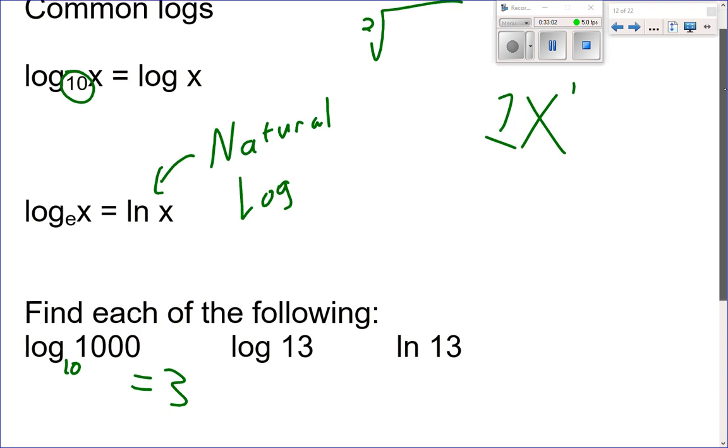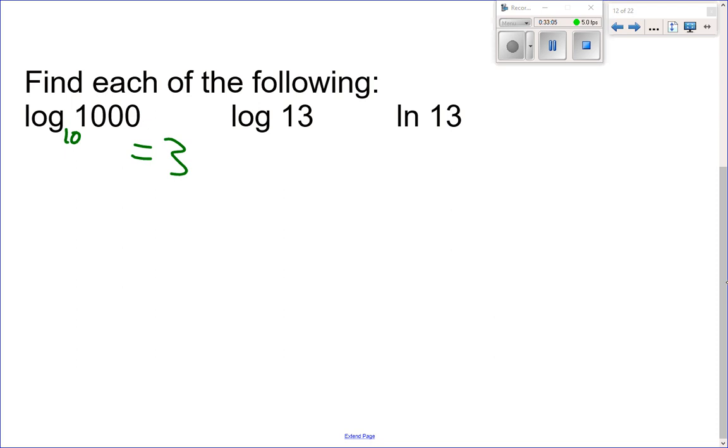Good. Just to emphasize the fact that these are different, real quick, on your calculator, evaluate log base 10 of 13. Thank you. Somebody else, evaluate the natural log of 13. 2.564. Different bases. That's why we got different results.